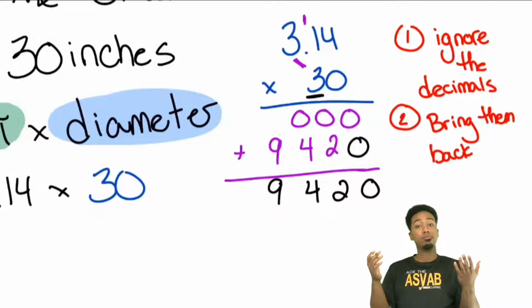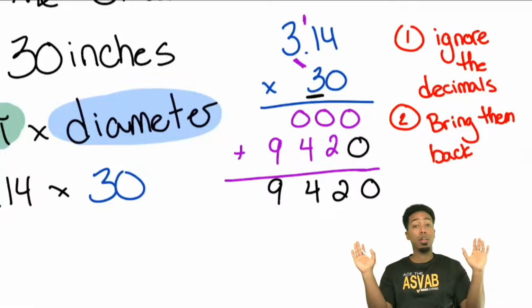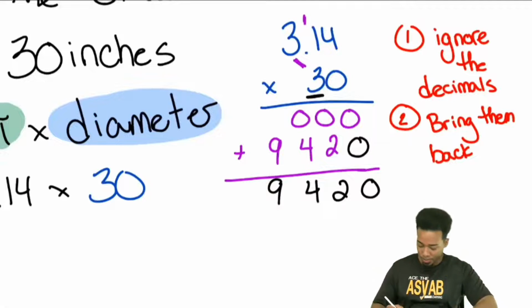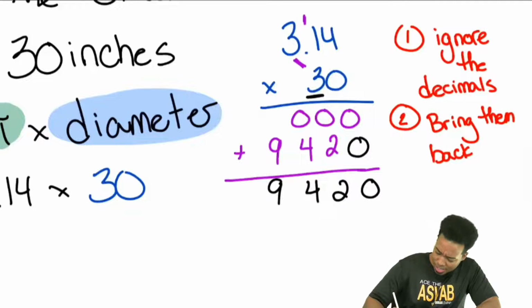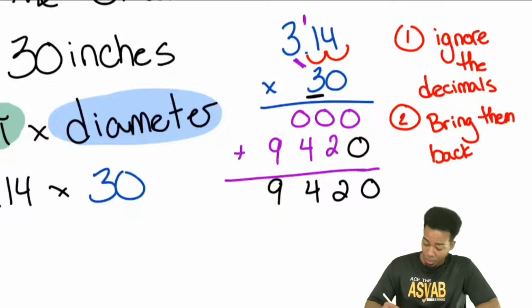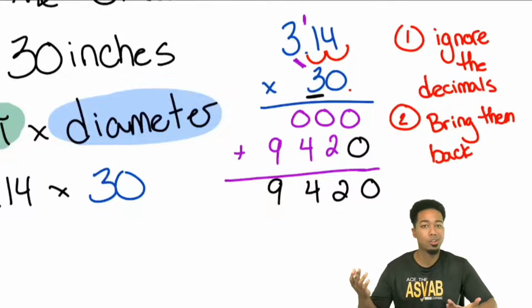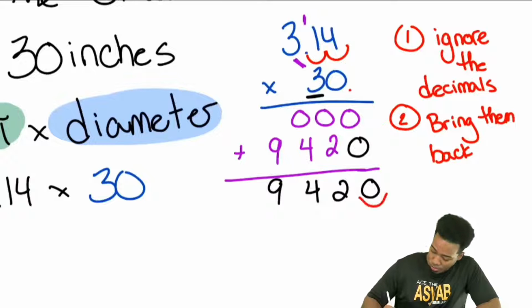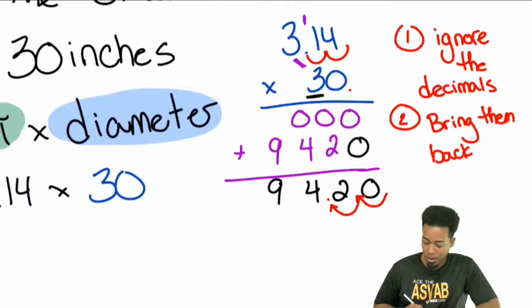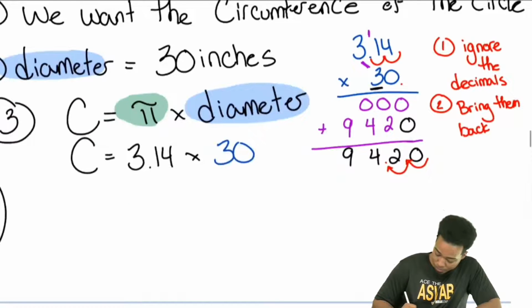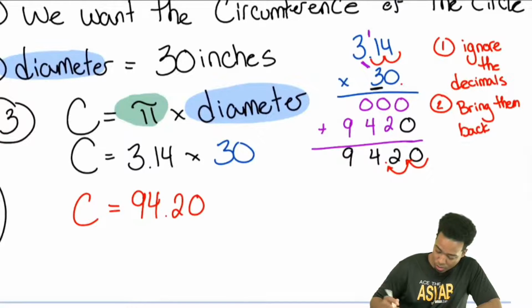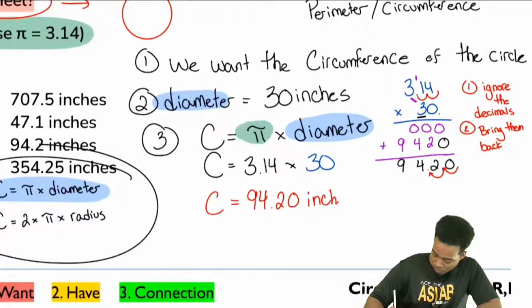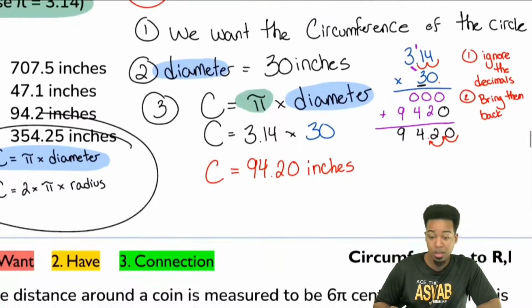So we've achieved step one. Ignore the decimals, just multiply. Step two, we'll bring it back now. So how many decimals did we have to begin with? On the 3.14, I have 1 decimal place, 2 decimal places. And on the 30, the decimal place didn't go anywhere. We're good. So we have 2 decimals that we're bringing back: 1, 2, right there. And so, boom, our final answer is going to be the circumference equals 94.20 inches. And that will be our answer.